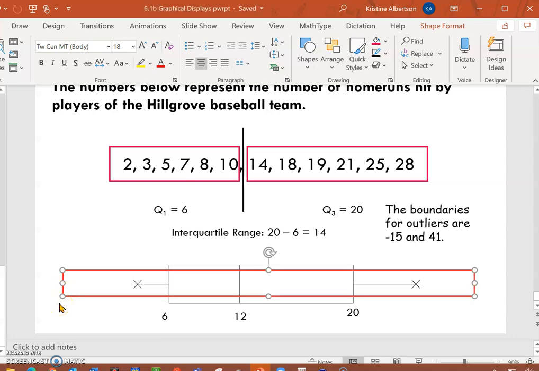So that is how I'm going to identify if there are any outliers. If I have outliers in this information, then they're going to be larger than 41 or smaller than negative 15. So right here, the boundaries for the outliers are negative 15 and 41, and there are no outliers in this data set. All right, we'll work again more with creating each of these graphs, as well as more practice with finding any outliers.